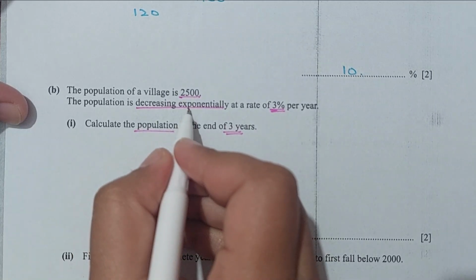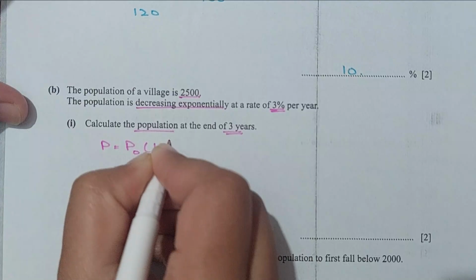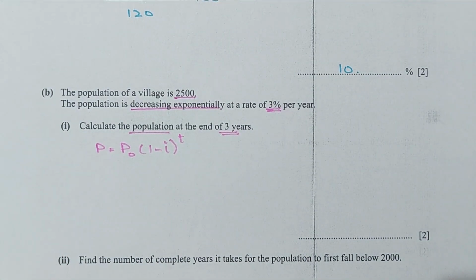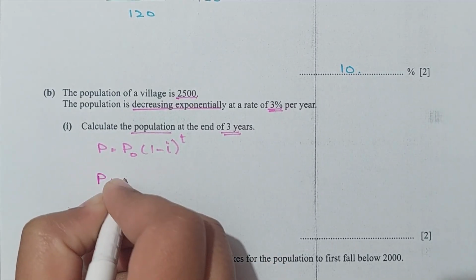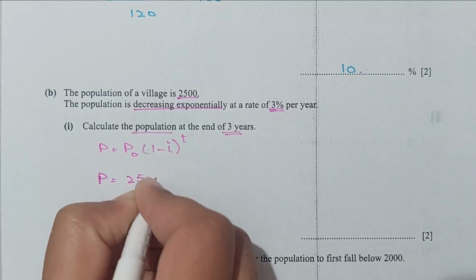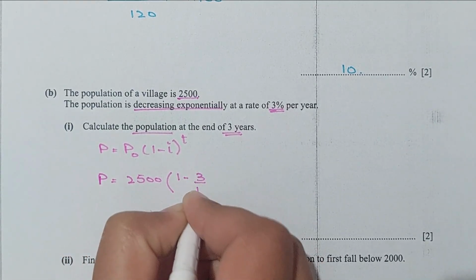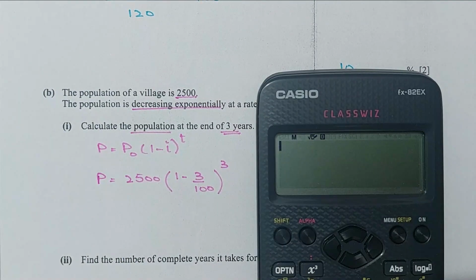So it is exponential decay. It's a population question. P equals P naught times 1 minus i to the power t. This is exponential decay. So we have to find the population. The initial population was 2500, 1 minus, it is a decrease of 3%, and 3 years. Simplify: 1 minus 3 over 100 to the power 3, multiplied by 2500.